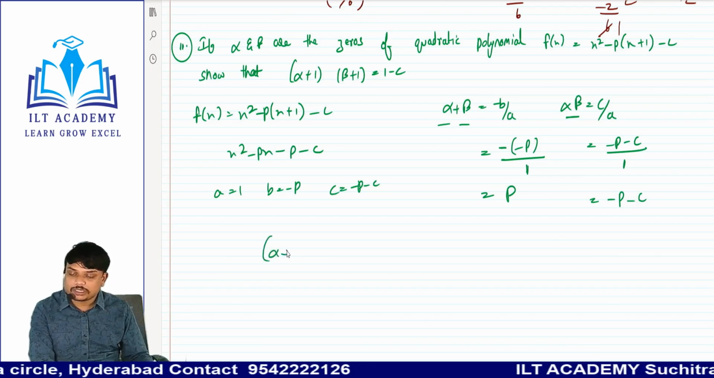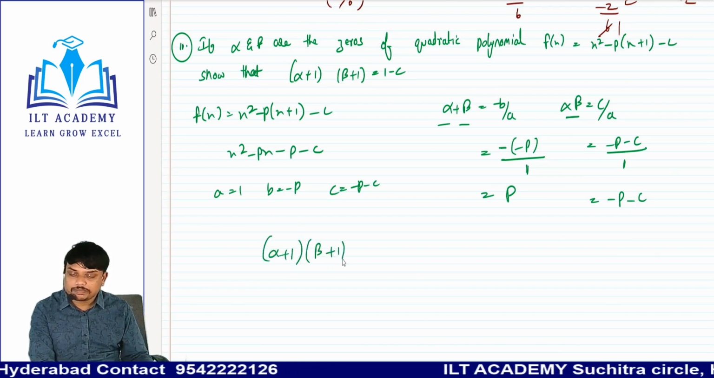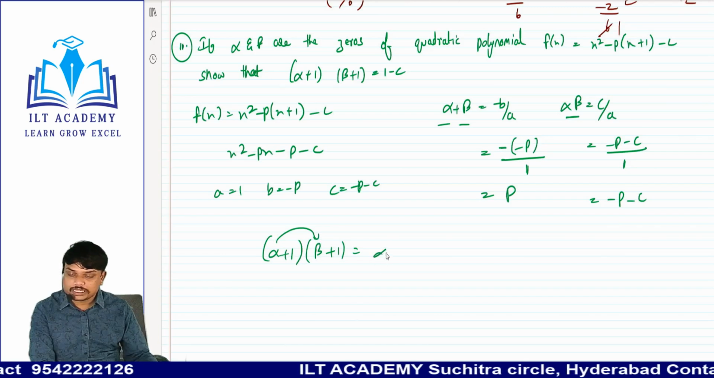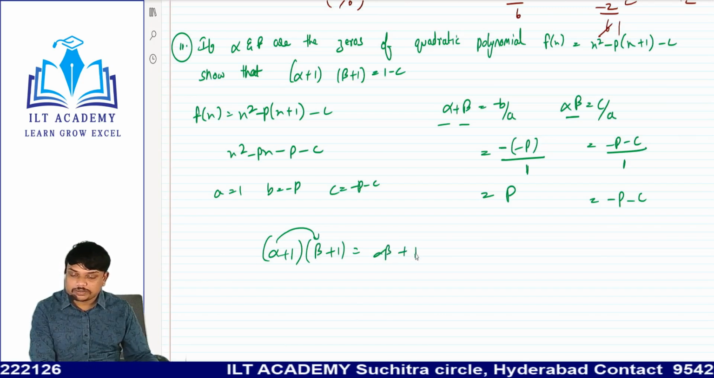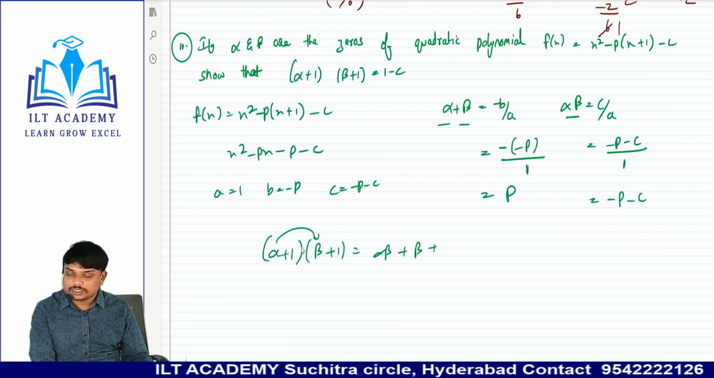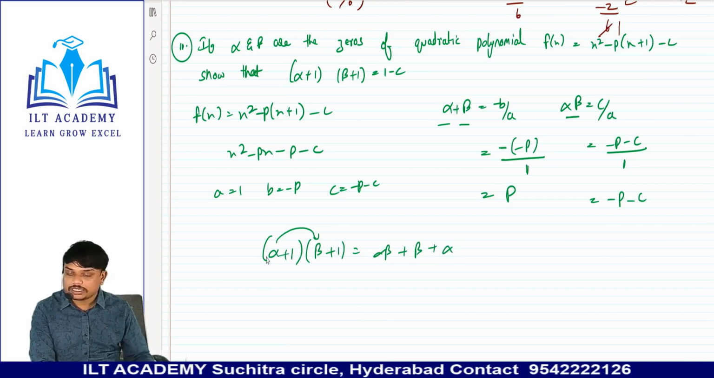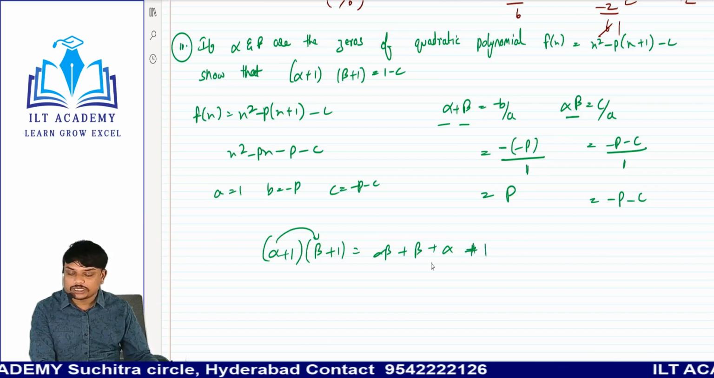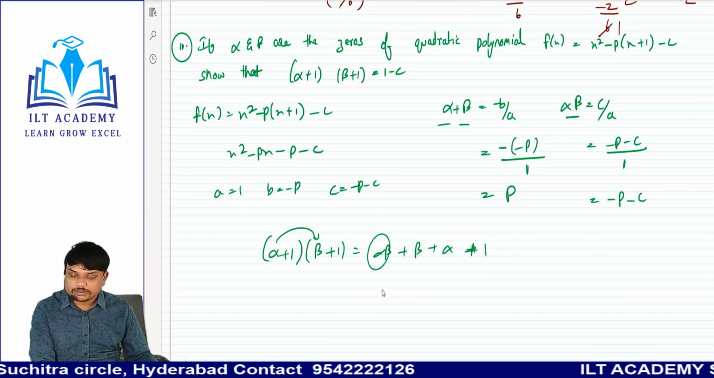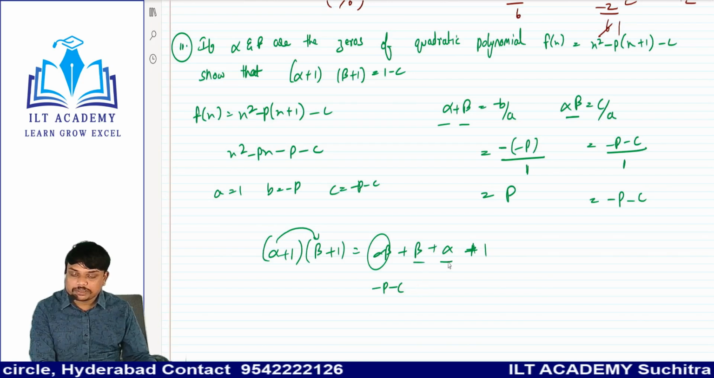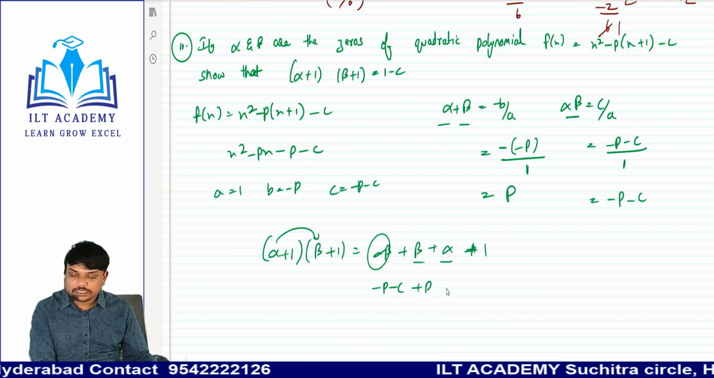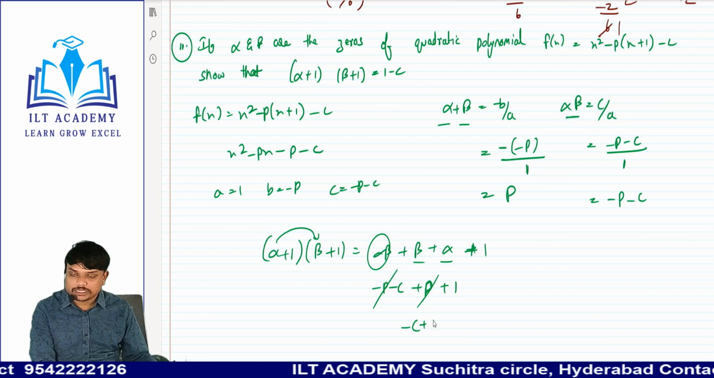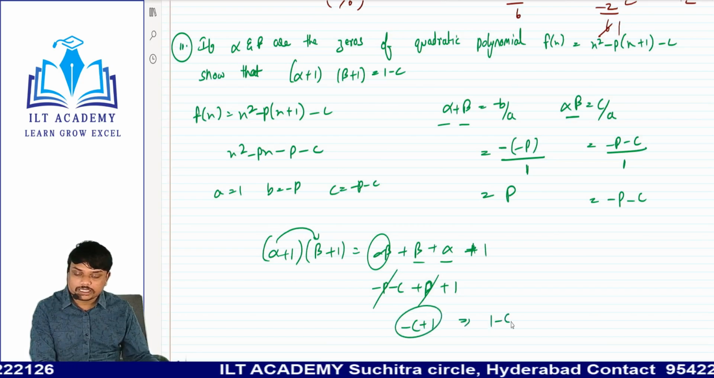हमें क्या फाइंड करने के लिए बोल रहे हैं? अल्फा प्लस 1 इंटू बीटा प्लस 1. तो ये मल्टीप्लाई कर लिए समझो. तो अल्फा इंटू बीटा इज अल्फा बीटा, प्लस 1 इंटू बीटा इज बीटा, प्लस alpha into 1 is alpha, and 1 into 1 is 1. So alpha beta plus 1 हो जाता है. ये alpha beta value is what? Minus p minus c. Beta plus alpha value is what? Plus p plus 1. We cancel, so minus c plus 1. So what we need to prove? 1 minus c. That's it.